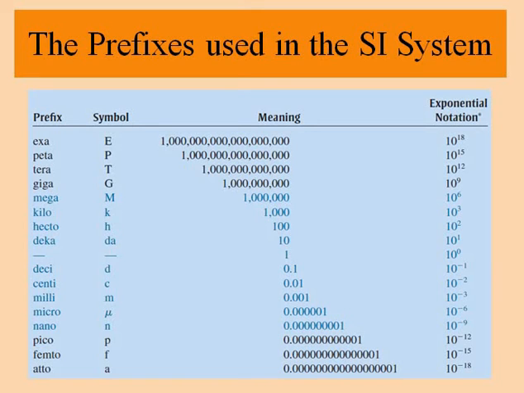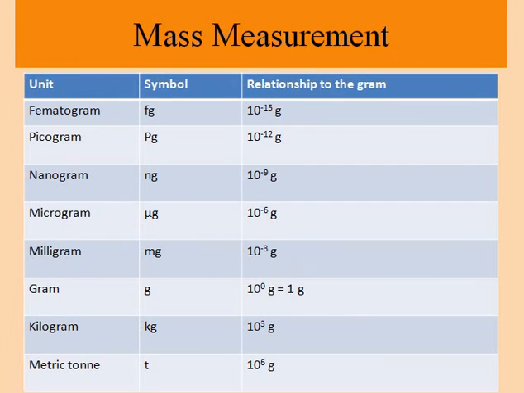Let's see some examples here. We have some examples for mass measurement. For example, we have femtogram. Femtogram is 10 to the power of -15 grams. Picogram is 10 to the power of -12 grams. Nanogram is 10 to the power of -9 grams. Microgram, 10 to the power of -6 grams. Milligram is 10 to the power of -3 grams.